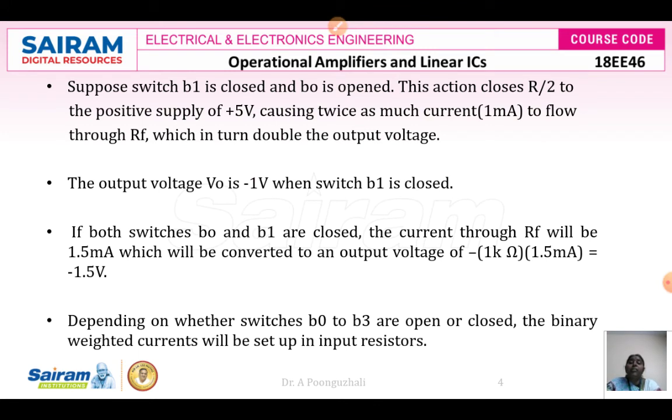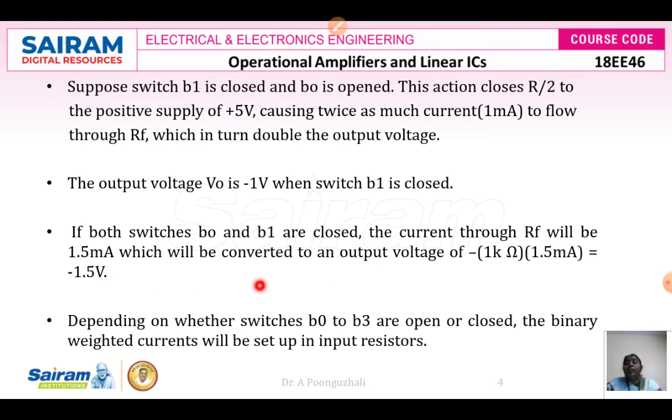Now suppose switch B1 is closed and B0 is open. This action connects R by 2 to the positive supply of plus 5 volts, causing twice as much current. That is, 1 milliamp of current flows through the RF resistor, which doubles the output voltage. So the output voltage V0 will be minus 1 volt when switch B1 is closed. If both the switches B0 and B1 are closed, then the current through the RF will be 1.5 milliamps, which will be converted to an output voltage of minus 1.5 volts.